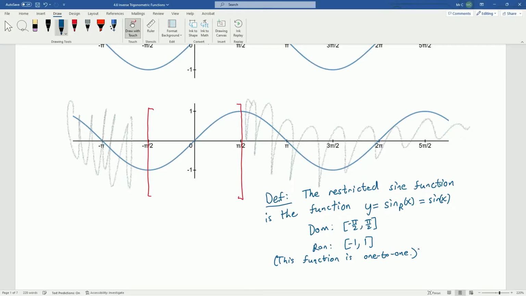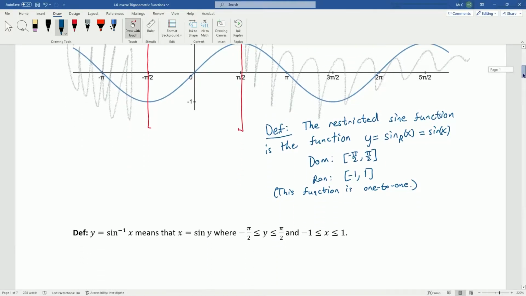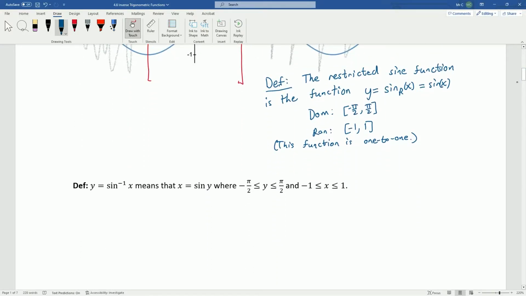And if the function is one-to-one, then we can define an inverse function, right? So that leads us to our definition for sine inverse. Sine inverse means that y equals sine inverse of x means that x equals sine of y, where y is between negative pi over 2 and pi over 2, and x is between negative 1 and 1.